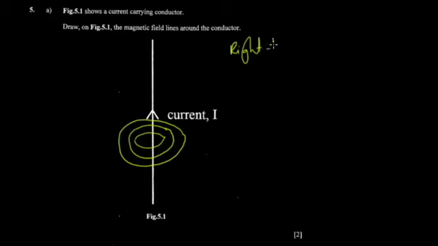Next part says, oh, it's question 5. So it says draw the magnetic field lines around the conductor. So the magnetic field lines will definitely be like this, but then we have to ascertain now what direction they will be going. So the magnetic field lines will be like this, right? And here what you do is use the right hand grip rule.